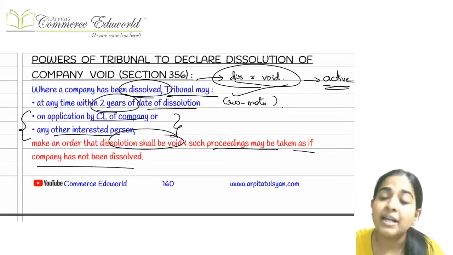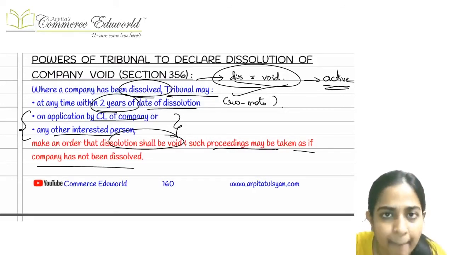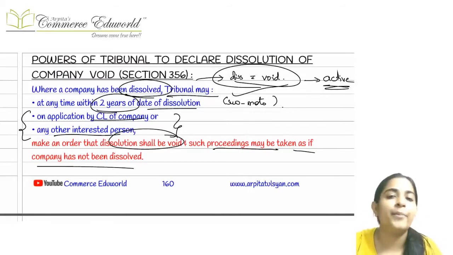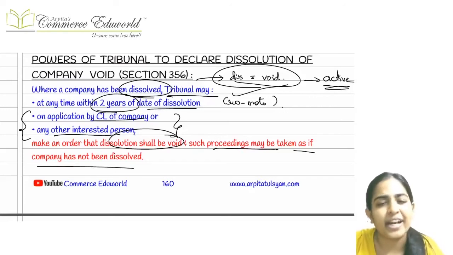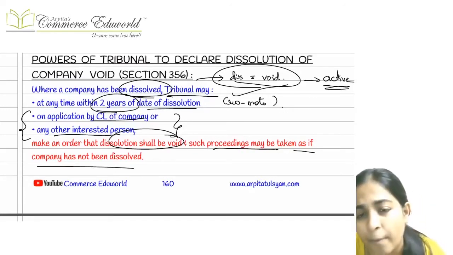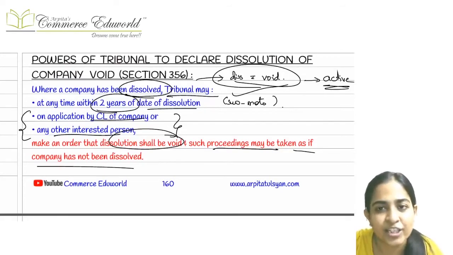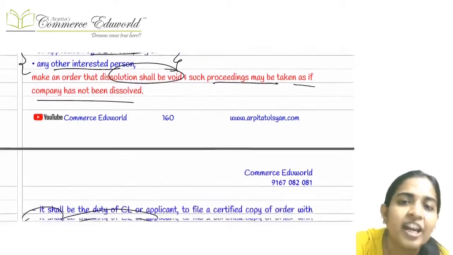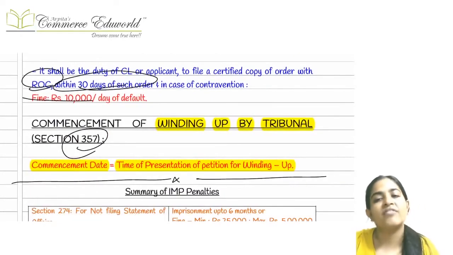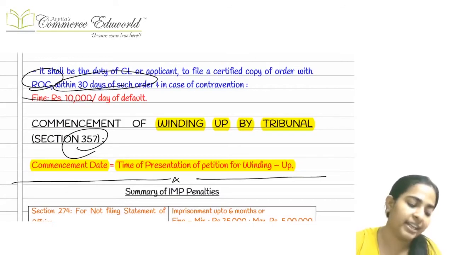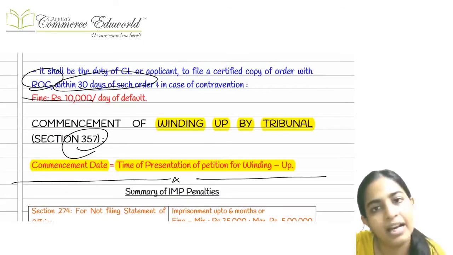Similarly, now the last point here: suppose the winding up is done, the dissolution order was passed by the tribunal, but later on if any person thinks that this dissolution was not correct, it should not have happened, then that person can go and make an application to the tribunal within a period of 2 years from the date of dissolution. And if the tribunal thinks that yes, the dissolution order was not proper, then the tribunal can restore the position. It can say that the dissolution is void and now the company becomes an active company. And this order we are supposed to file with the ROC, so that even the ROC comes to know that this company has been deemed as an active company.